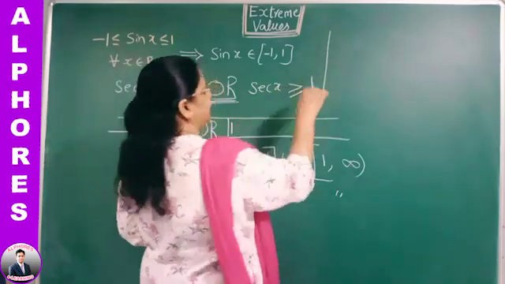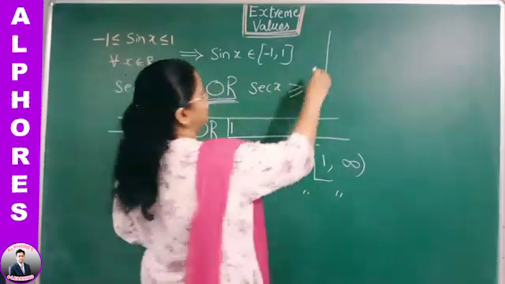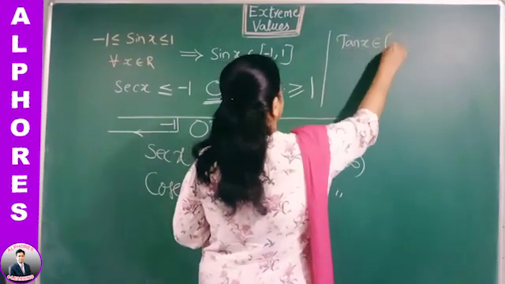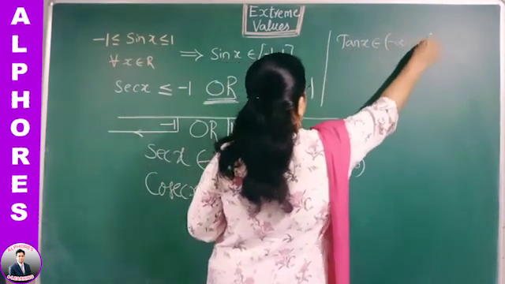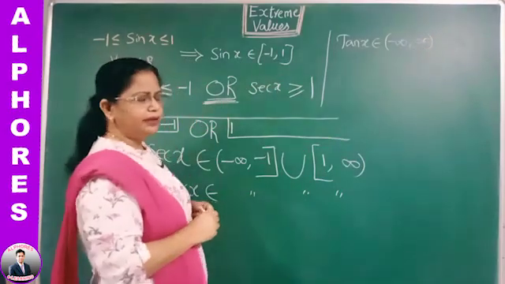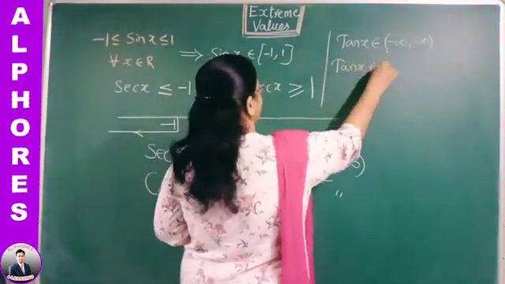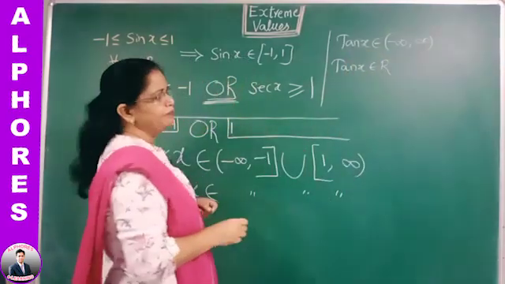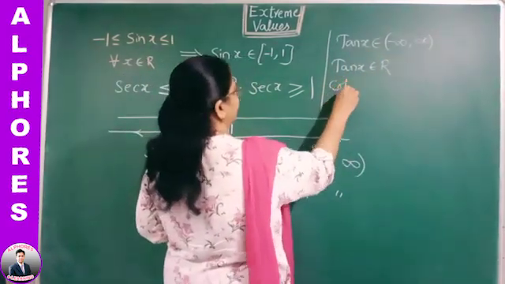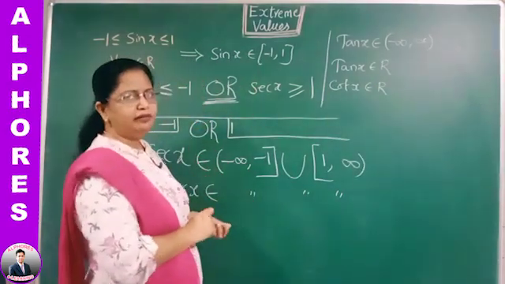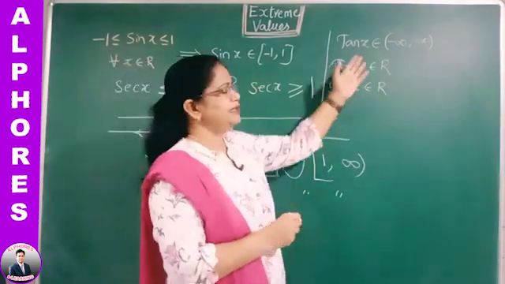Now what about tan? Whenever I take the tan function, the range is all the real numbers. That means it belongs to the open interval minus infinity to infinity, or you can simply write tan x belonging to all the real numbers. The same thing you can use for cot also, all the real numbers. So interval-wise, this is the value.